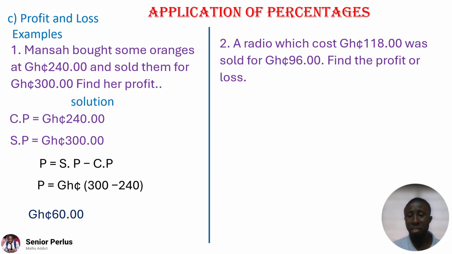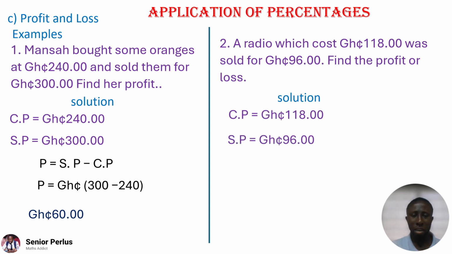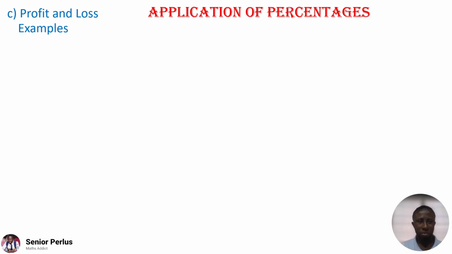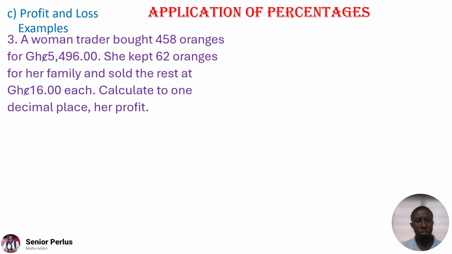So the person bought a radio for 118 Ghana cedi and sold it for 96. Oh well, lost some big time. Okay, the person has a loss, so there's a loss. So it means that we are finding the loss, and therefore this is the cost price, this is the selling price. Since the cost price is greater than the selling price, then our loss is this. Good. That's for loss.